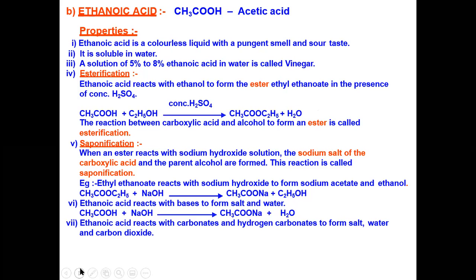Saponification. When an ester reacts with sodium hydroxide solution, the sodium salt of the carboxylic acid and the parent alcohol are formed. This type of reaction is known as saponification. For example, ethyl ethanoate reacts with sodium hydroxide to form sodium acetate and ethanol, like CH3COOC2H5 plus sodium hydroxide NaOH, then CH3COONa, sodium salt will form and ethanol will separate.